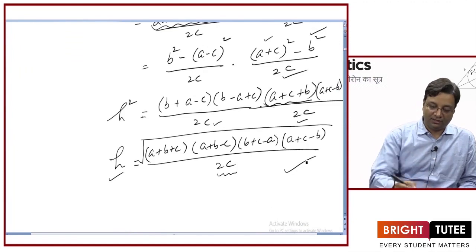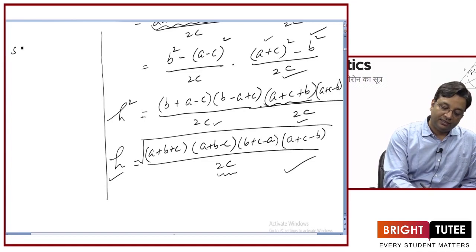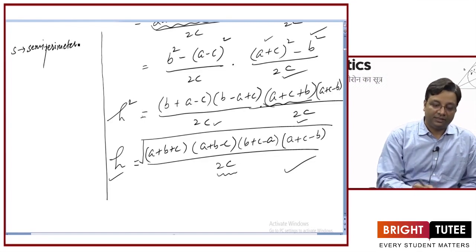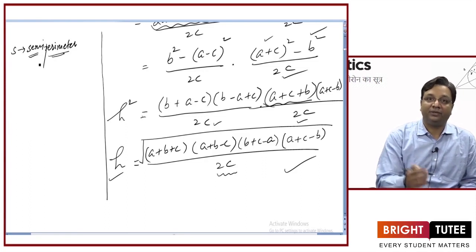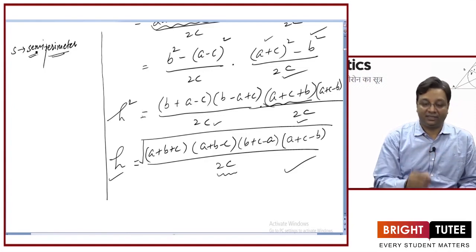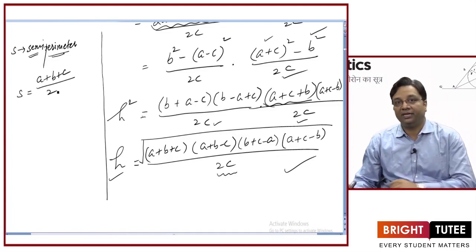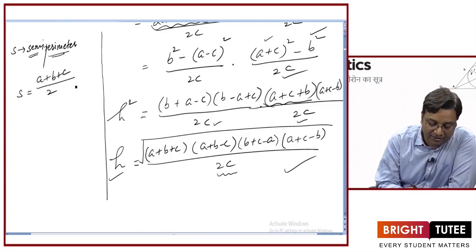Now let us learn about a new term here. Let us call S the semi-perimeter. Semi means half, and perimeter you already know. So S is the semi-perimeter, that is half of the perimeter. What is the perimeter of the triangle with sides a, b and c? It is a plus b plus c. And what will be the semi-perimeter? S will be equal to (a + b + c)/2, half of the perimeter of that triangle.